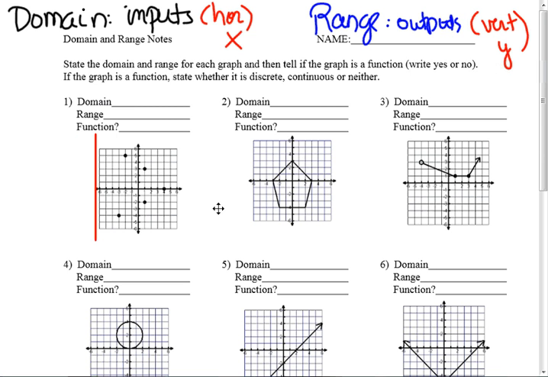Okay, as I drag this over, when it intersects the graph, it only intersects with one dot there. But when I go over to one, I've got two of them. So this is not a function. It's touching, the vertical line is touching the graph in two places vertically. It's easier to see on this figure here.